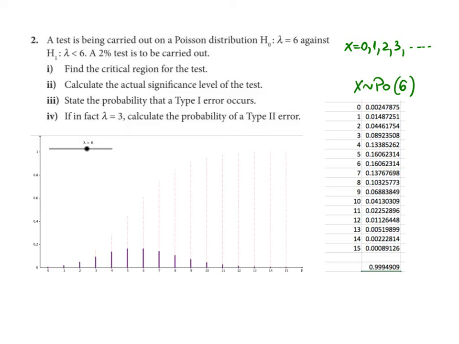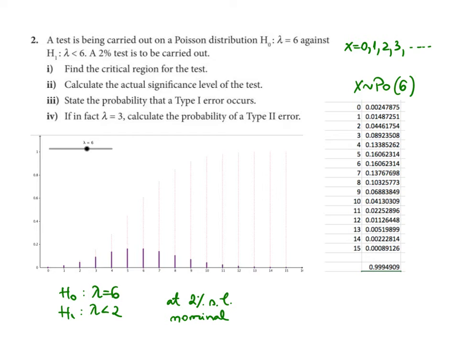I am now asked to conduct a hypothesis test of H0: lambda equals 6, against H1: lambda smaller than 6, at 2% significance level. So I'm given the significance level of the test. That's called nominal. It's what they nominate, what they tell me. So the nominal significance level. This concept was not needed for continuous distributions, because for continuous distributions nominal is always equal to actual.